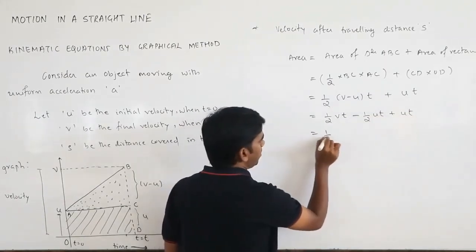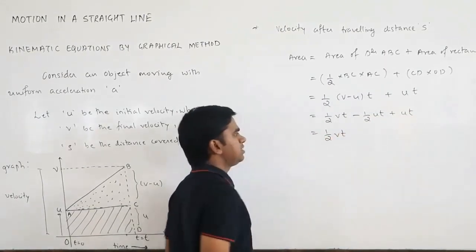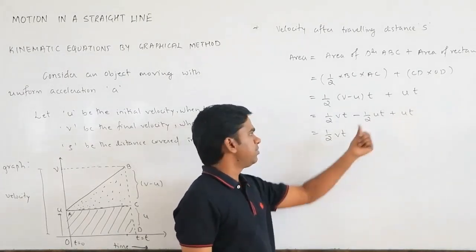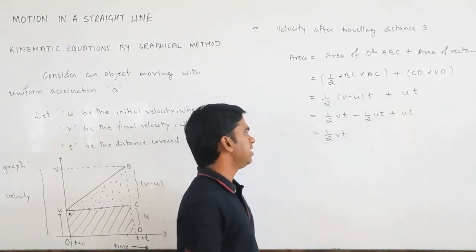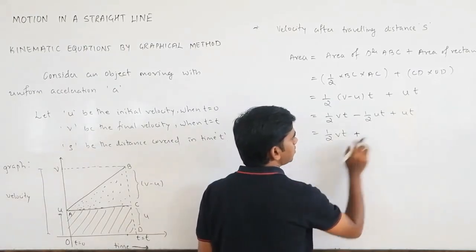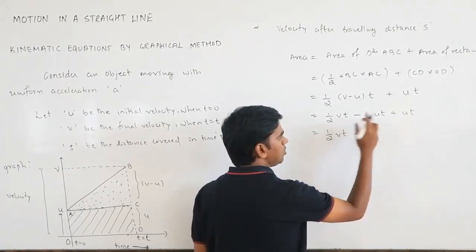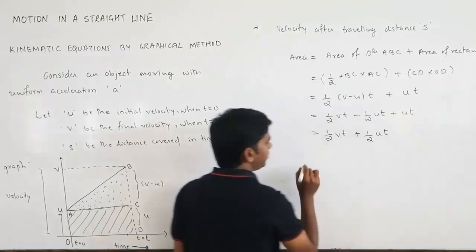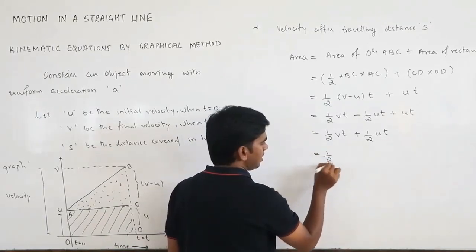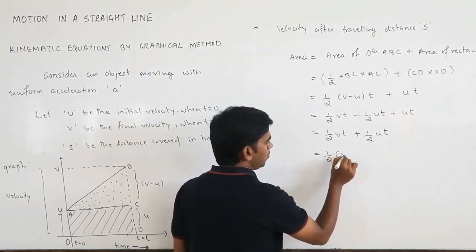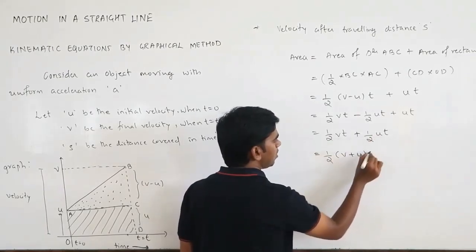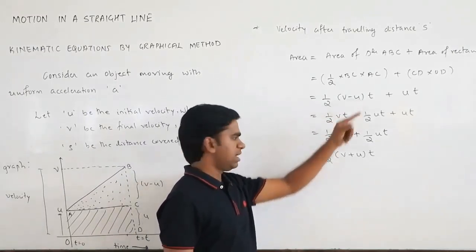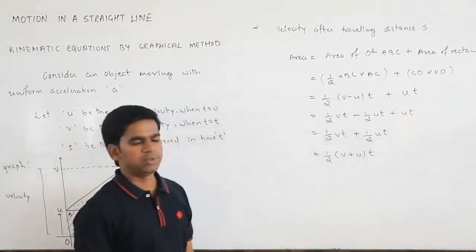So 1 by 2 Vt is here, minus half Ut plus Ut. That means minus half plus 1, you will get plus half. So plus 1 by 2 Ut. Take common 1 by 2 and T outside. It was V minus U, and what I made is 1 by 2 into V plus U into T.